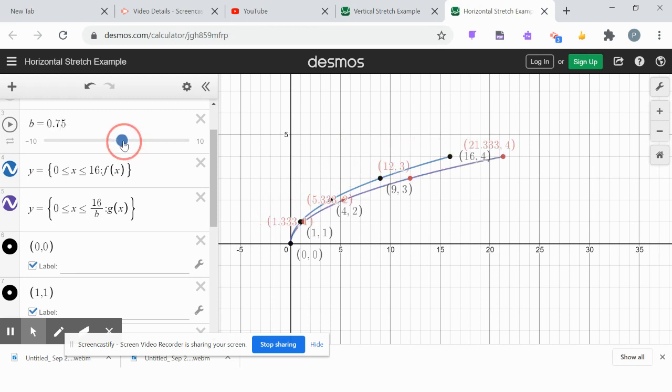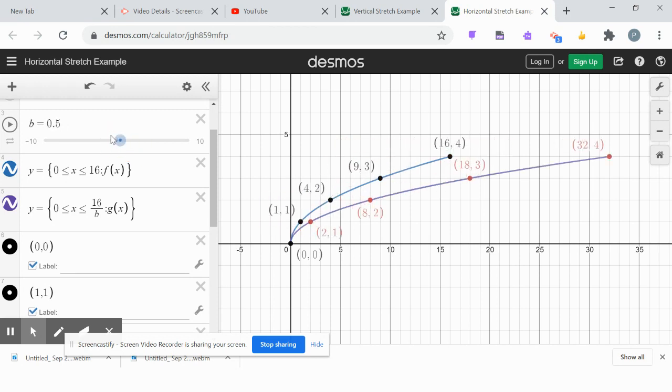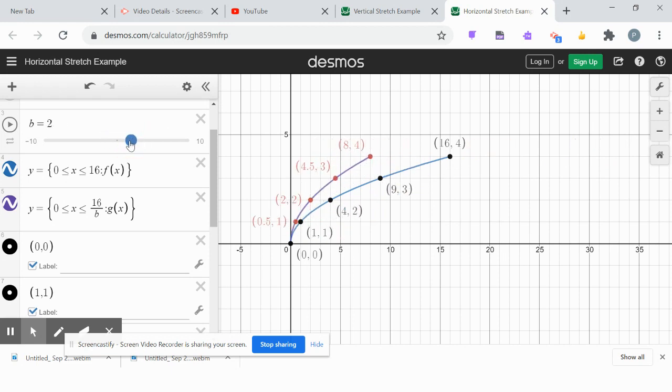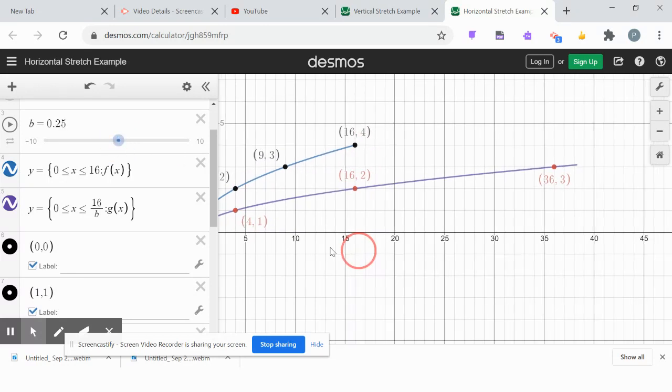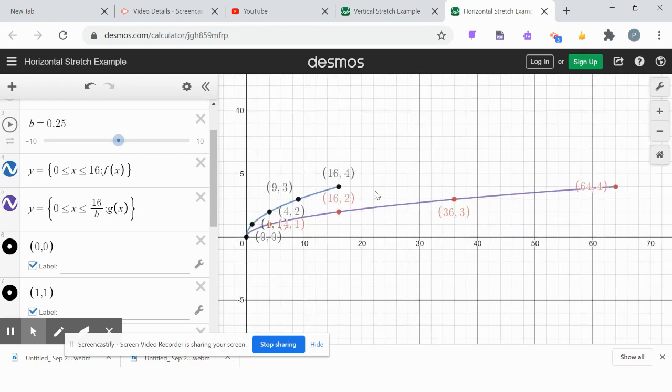If I make b 0.5, like we saw in the previous example on the PowerPoint presentation, if my b value is 1/2, which is 0.5, that means I'm multiplying by 2. Something a little bit stranger is going on from this graph to this graph over here. It almost seems backwards. If I make a b value of 2, that means I'm actually multiplying my x values by a half. If I have a b value of 0.25, which is the same thing as 1/4, it means I'm actually multiplying by 4. So this is how these types of graphs work.